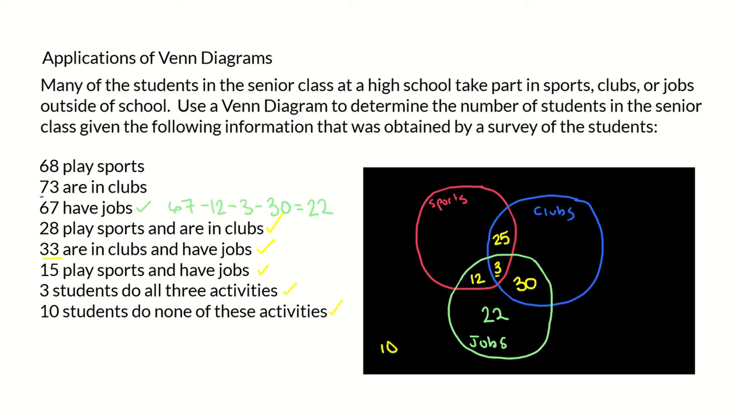Now we know that there are 73 students in clubs, but we've already accounted for 25, 3, and 30 of those students in the shared categories. So subtracting here, we get that there are 15 students that are just in clubs.